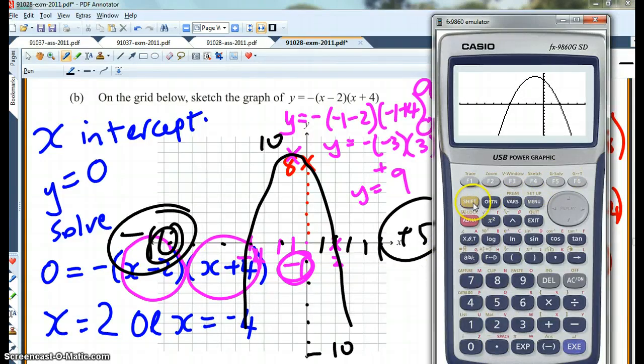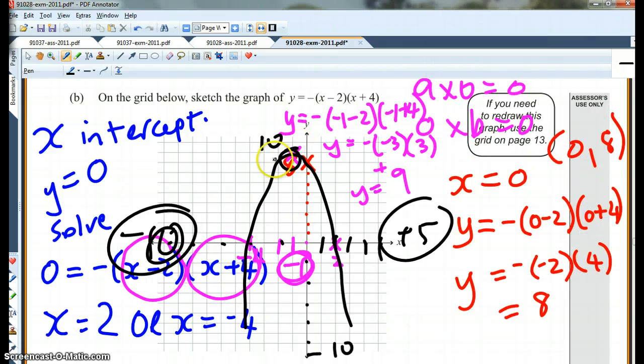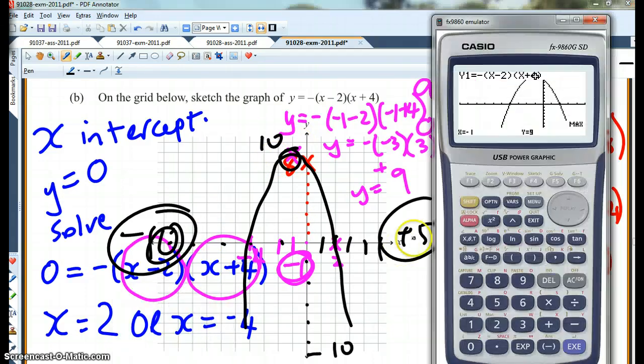Now I'm going to go Shift G-Solve. I'm going to go root, and I get the negative 4, and I'm going to push that to the right, and I get the 2. So those were my negative 4 and 2. Then I'm going to go Shift G-Solve and get the max. And that's the negative 1, 9. This point here was my max. And then Shift G-Solve again to get the y-intercept, which is the 0, 8. Okay? So it all comes from the calculator if you need to draw a graph.